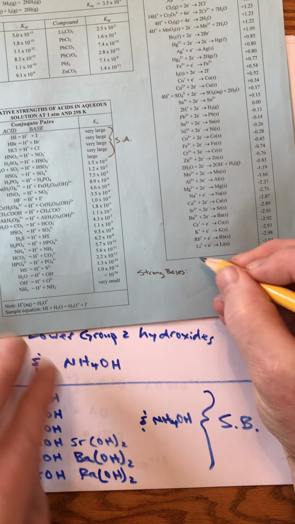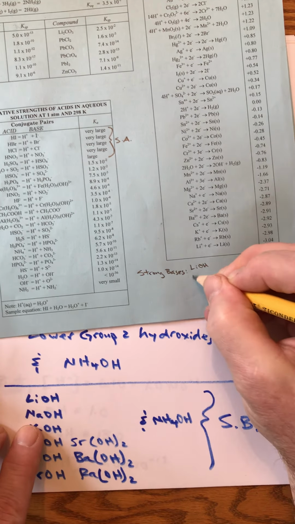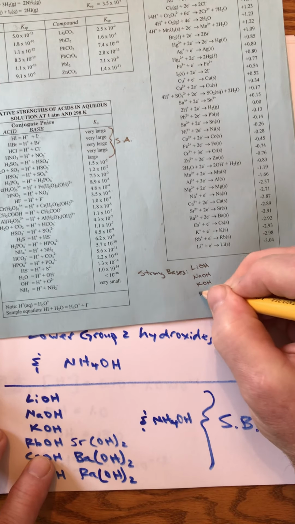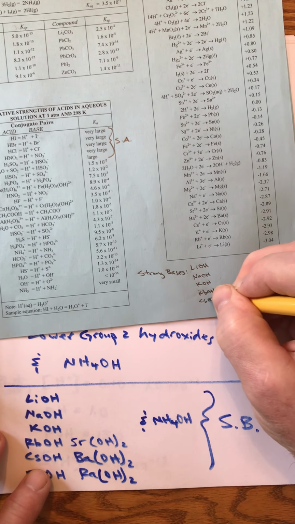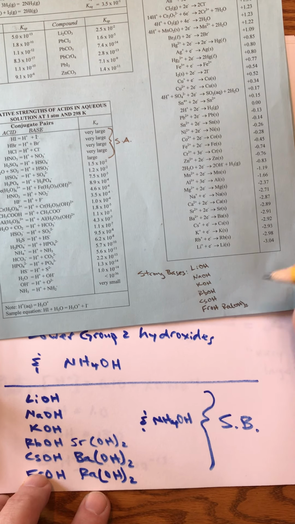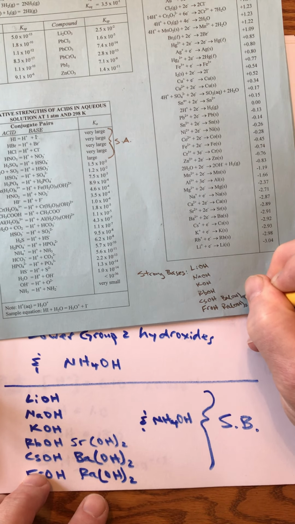So you've got LiOH, NaOH, KOH, RbOH, cesium CsOH, and francium hydroxide, but we're not going to deal with that. It's always radioactive. Then the lower 3, radium, Ra(OH)2, taken twice. We're not going to deal with that. It's radioactive. Barium hydroxide, we will deal with that, although it is kind of toxic. And then strontium hydroxide we will definitely deal with.